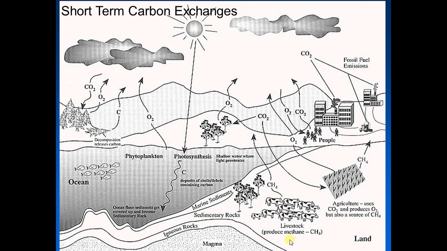Cows, sheep, goats can release methane, CH4. Agriculture uses carbon dioxide and produces oxygen, but also is a source of methane. Fossil fuels are emitted from burning of diesel for trucks, gasoline in cars, jet fuel in planes, oil products made from oil. They're also burned from manufacturing, from oil burned to manufacture goods and products. Fossil fuels are also burned from coal power plants and natural gas power plants to make power.